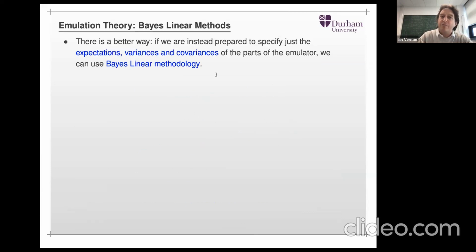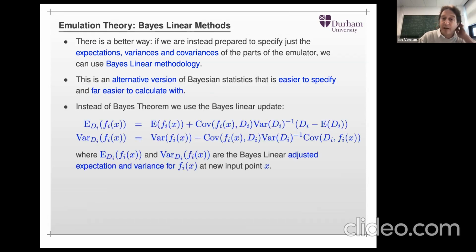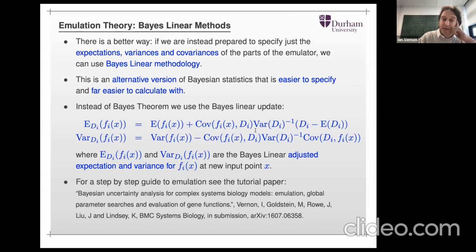So there is a better way. If we're interested in just specifying the expectations, variances, and covariances of the parts of the emulator, then we can use Bayes linear methodology, and this is what we use in HMER. This is an alternative version of Bayesian statistics that is easier to specify and far easier to calculate with. It all just uses linear algebra, which is helpful. So we use these 2 update equations instead of Bayes' theorem. They're related, incidentally. This is how we get our emulator expectation and our emulator variance, and each of these pieces is built up from the previous emulator equations on the previous slides.